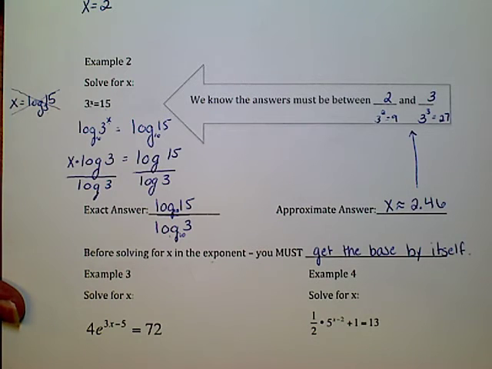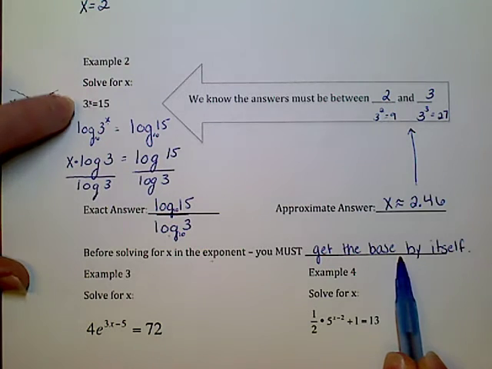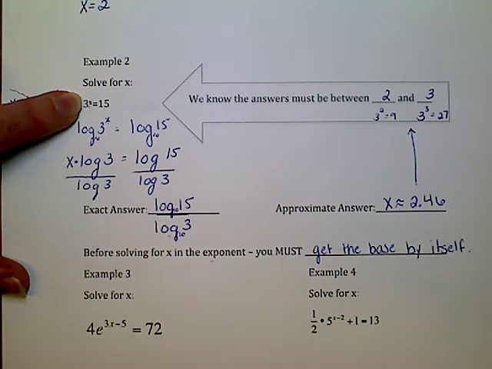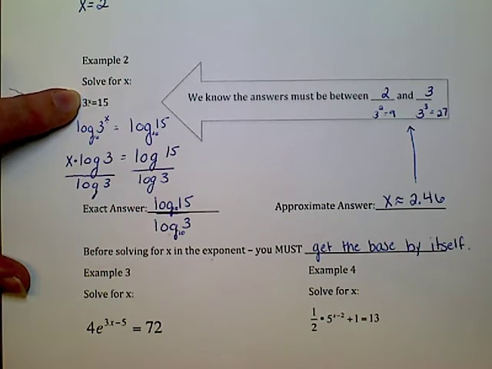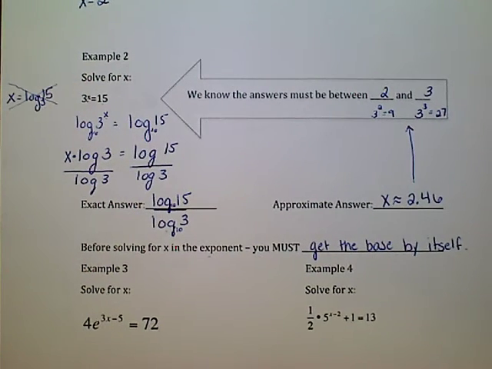Okay, that wasn't so much of an issue up here because our base was 3. There was nothing else by the 3, so it was easy. But you can see in these next two examples, it's a bit more complicated.